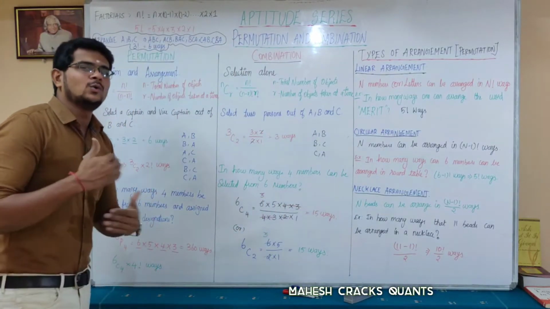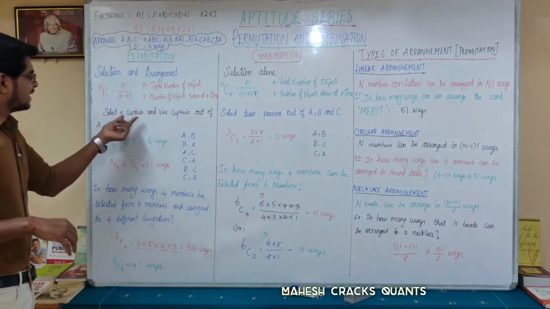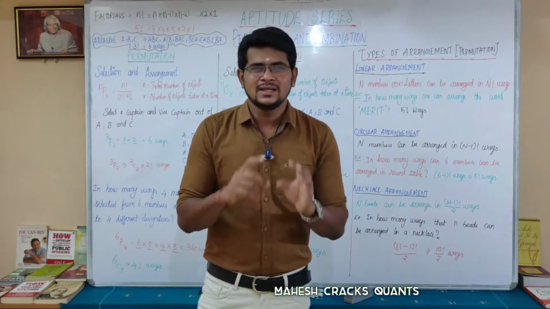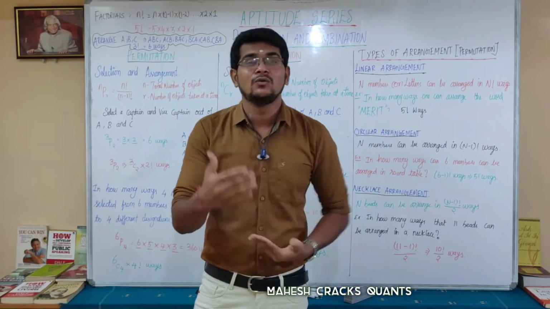I will tell you how we will solve permutation and combination. Done. So, select a captain and vice captain out of A, B and C. There are 3 members, A, B and C. You have to select a captain and vice captain. How will you do it?